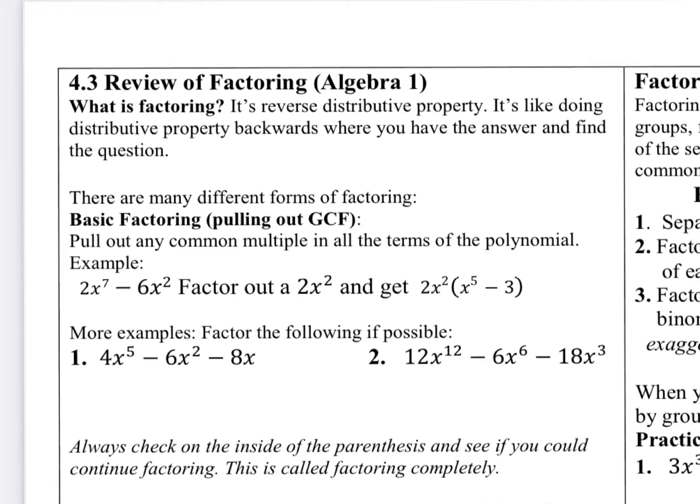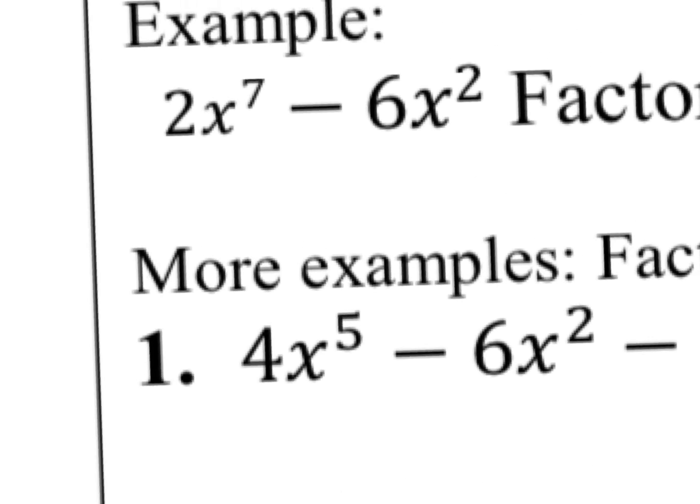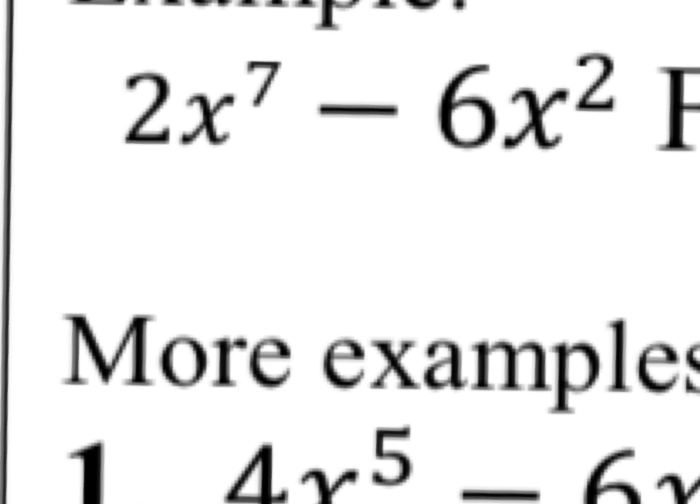1 to 5. Right here it says, what is factoring? We should all know from Algebra 1 that it's like reverse distributive property. It's like doing the distributive property but backwards, where you have the answer and you want to find the question, right? So if we take a look at this example right here, I'm zooming in so we don't see the actual answer.